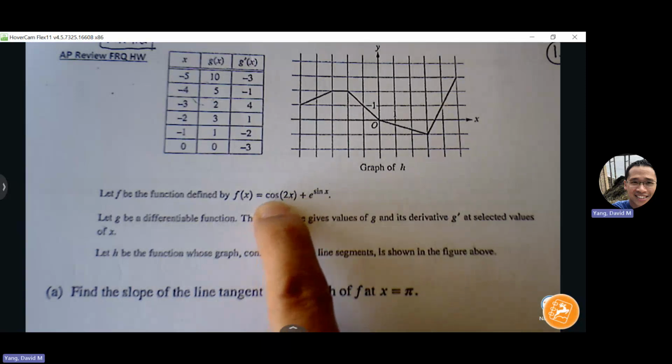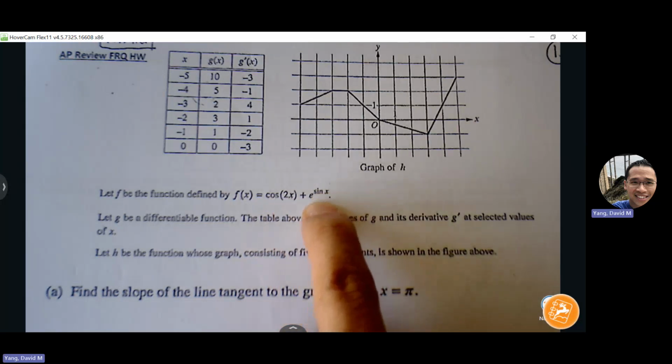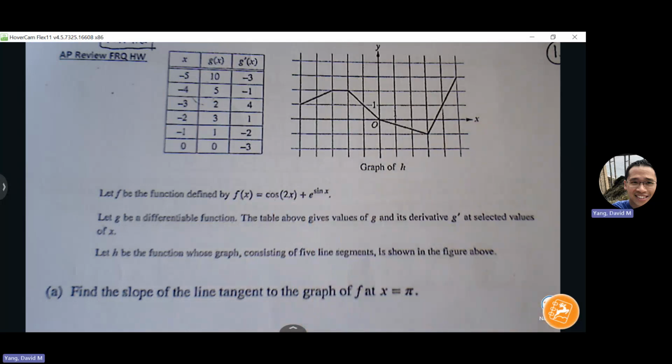All right, so let's think about what the derivative is. Cosine of u becomes what? Negative sine of u times u prime. E to the u becomes e to the u times u prime. Okay, so let's see if we can build out our derivative.